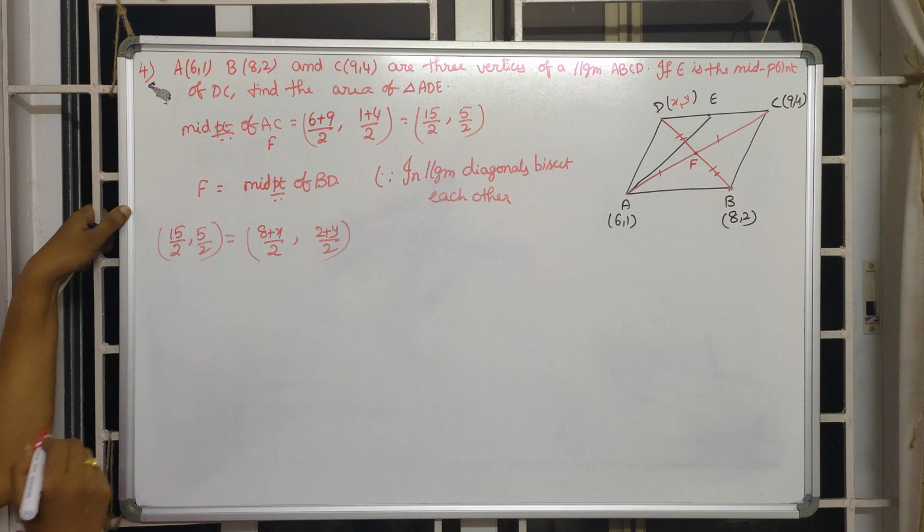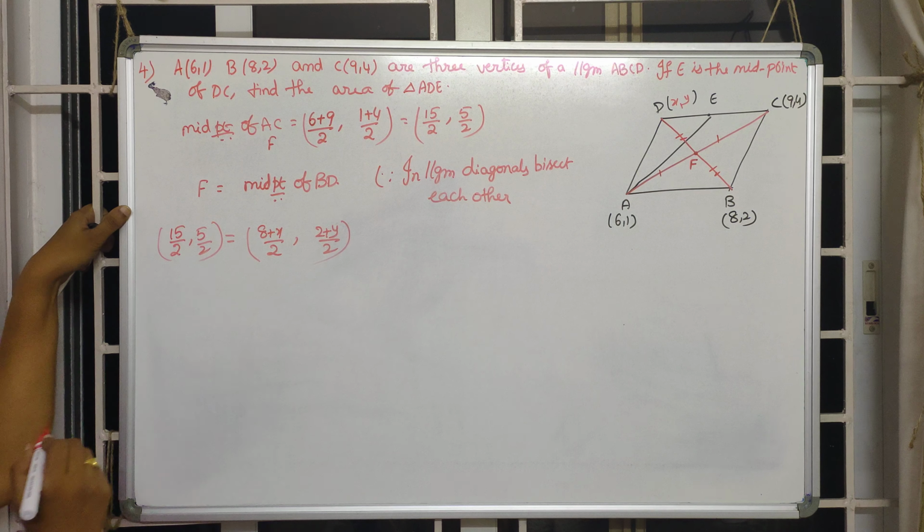That is (8 plus X)/2 equal to 15/2. Both 2s get cancelled. 8 plus X is equal to 15. Therefore, X is equal to 15 minus 8, that is 7. So, (2 plus Y)/2 equal to 5/2. The 2s get cancelled. 2 plus Y equal to 5. That is Y equal to 5 minus 2, that is 3. Therefore, D coordinates are (7, 3).